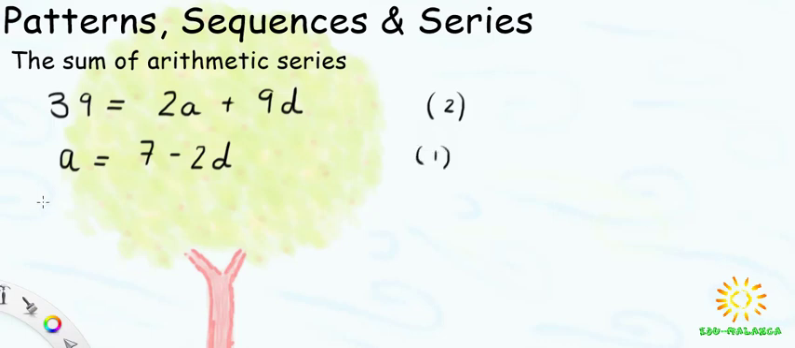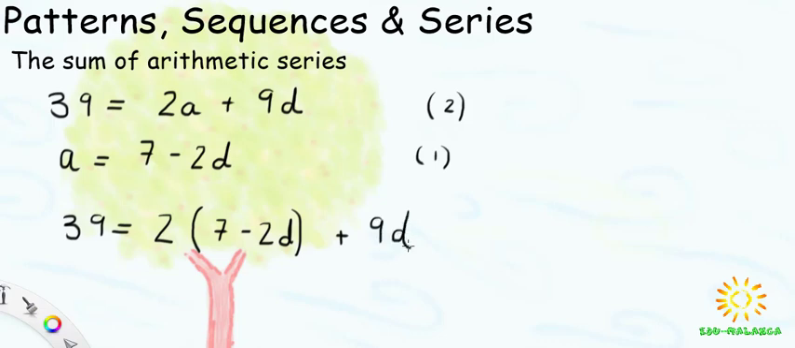Equation 1. So we're going to substitute in 7 minus 2d wherever we see a in this equation in order to solve for d. Let's get started. 39 is equal to 2, and we're not going to have a, we're going to put in 7 minus 2d, so we're going to put brackets, 7 minus 2d for our substitution, plus 9d. This equation now only has one unknown, which is d. So let's simplify everything and we'll then be able to solve for d.